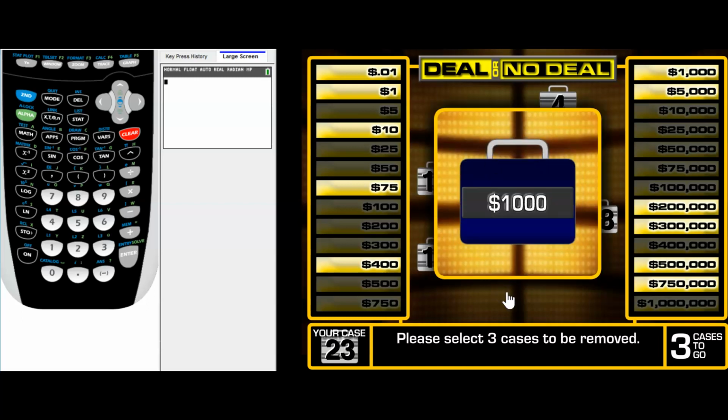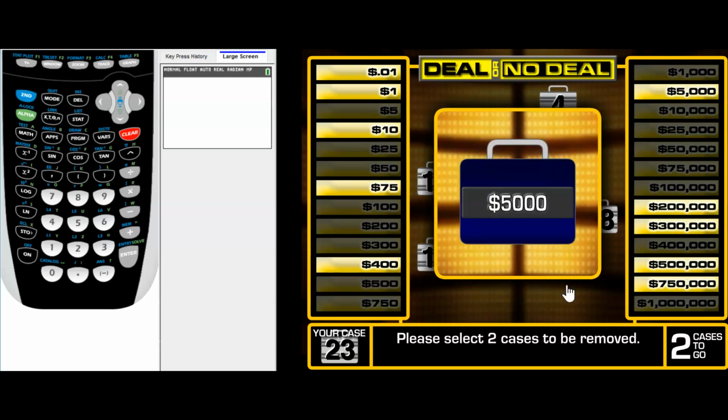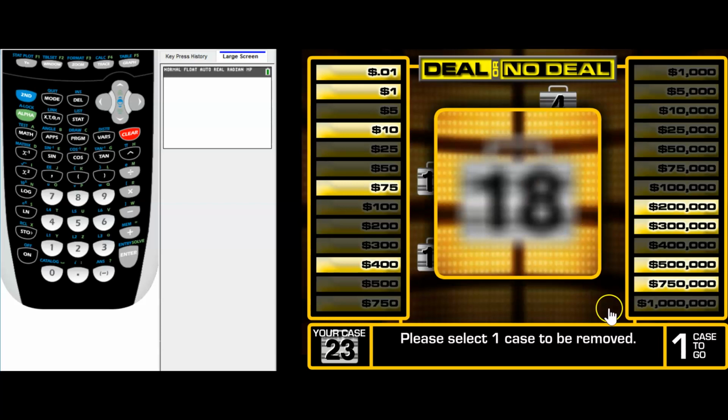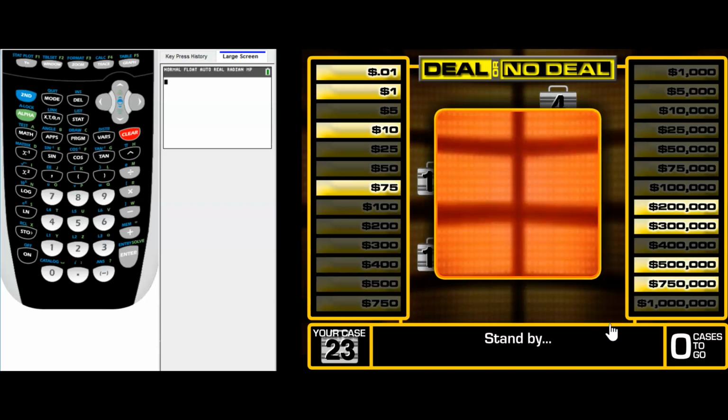Take 14, let's go 12 and 18. So that's excellent as we're playing this game. If you're playing this game and you get down to 8 cases and 4 of those cases are 200,000 and above, then you're doing really, really good.